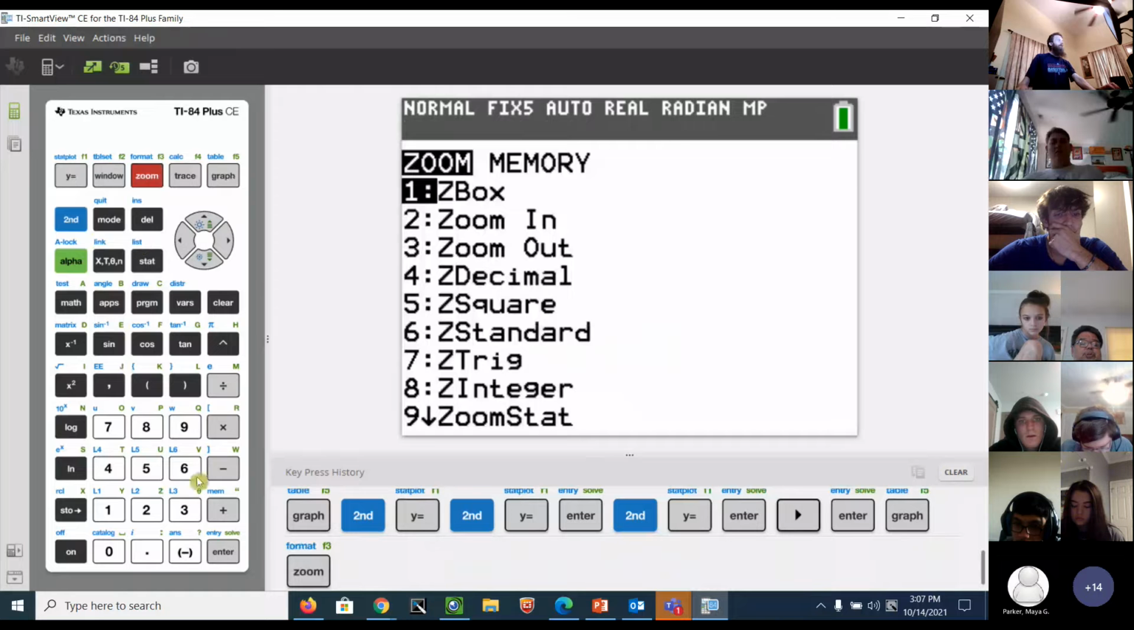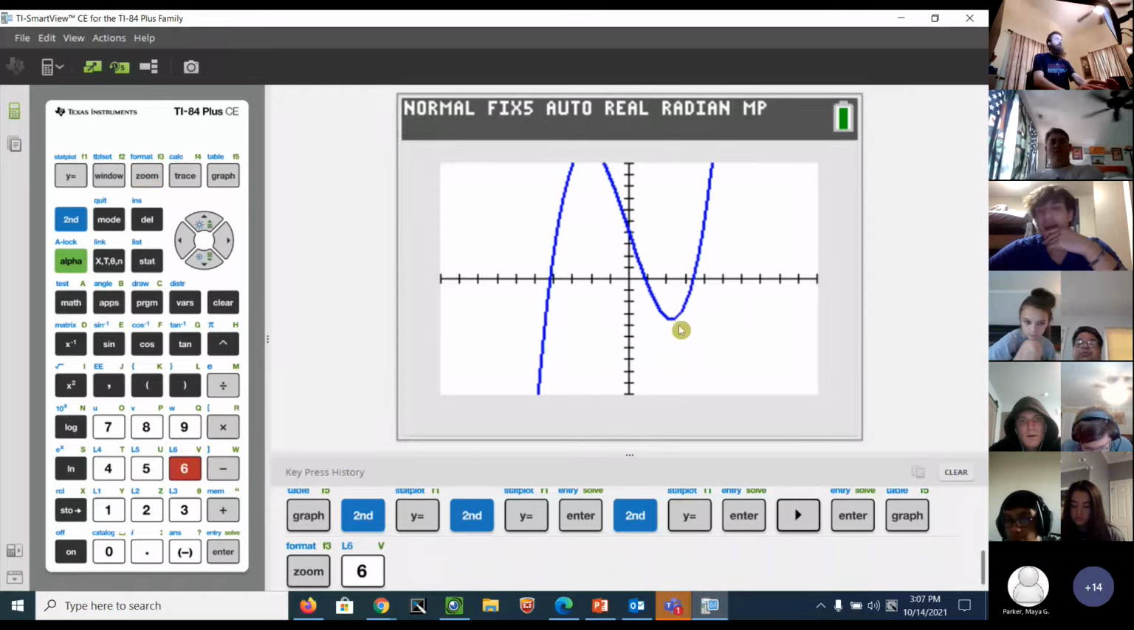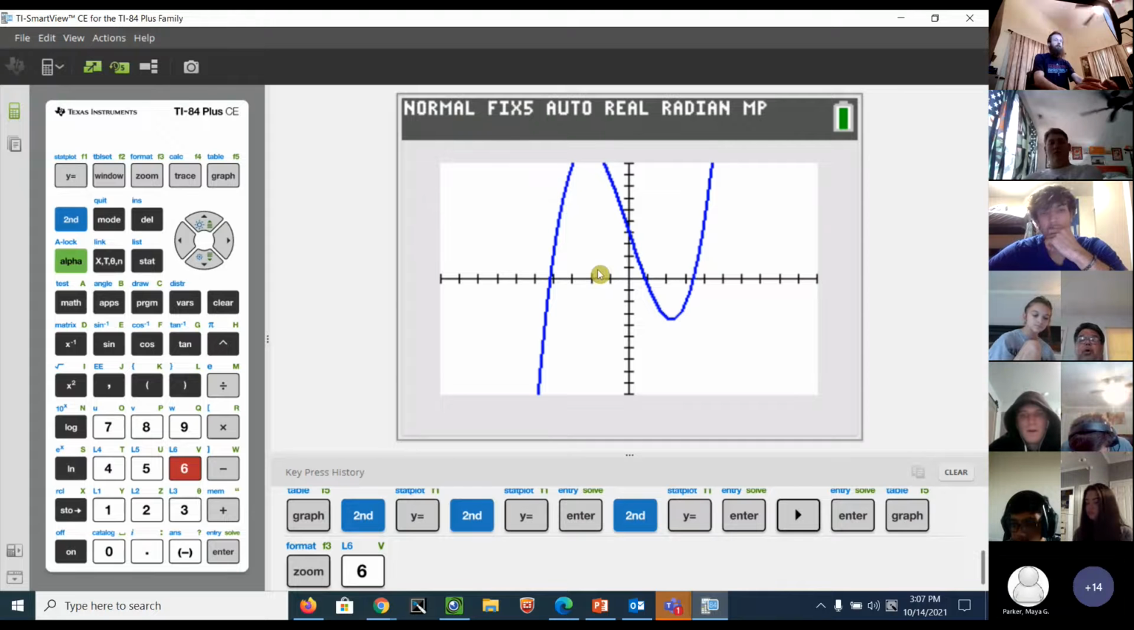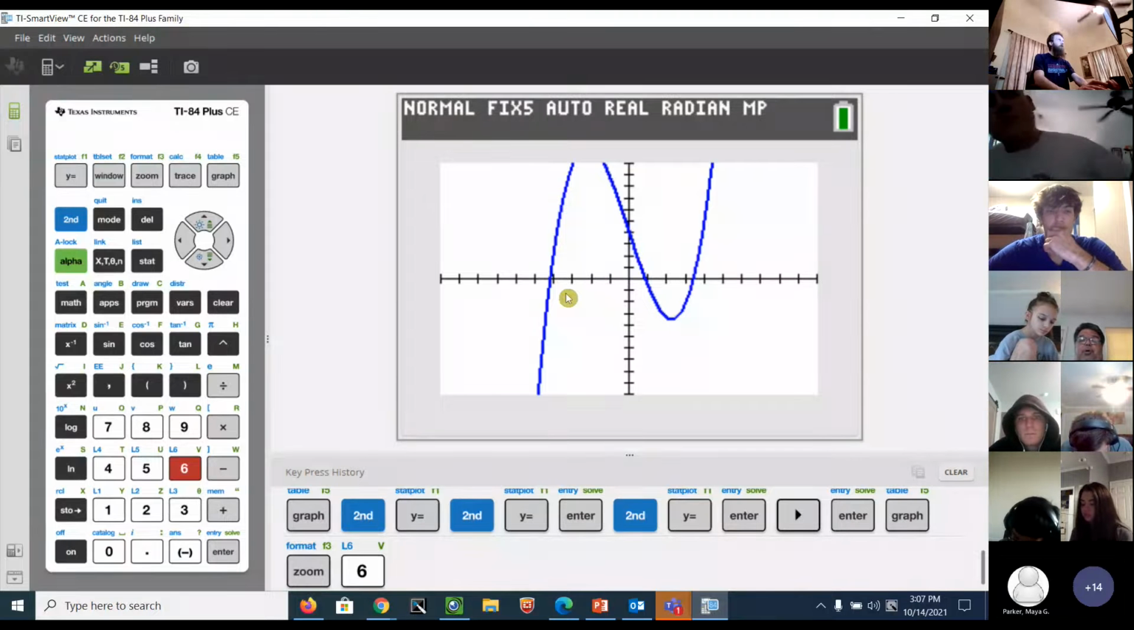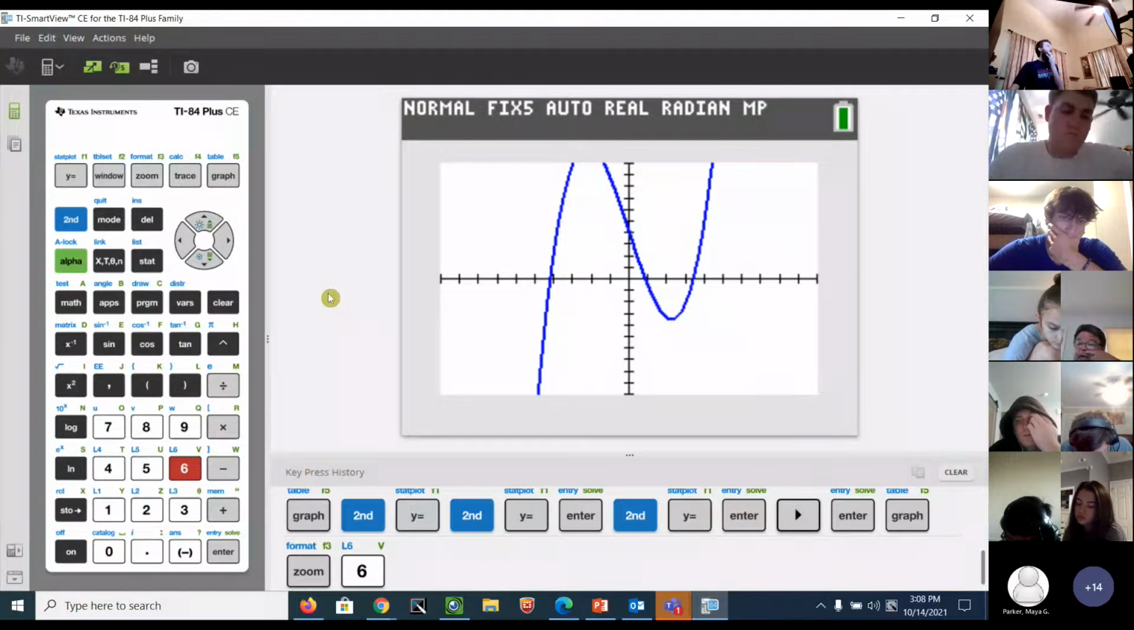And zoom standard. Oh yeah, we got two places at the vertex. We got to find those two vertexes. You could take the first and second derivative, which will help you with that, but we're not going to do that. We're going to take the calculator.